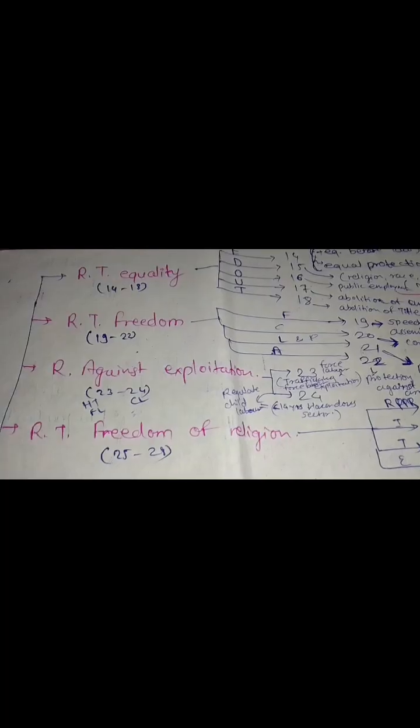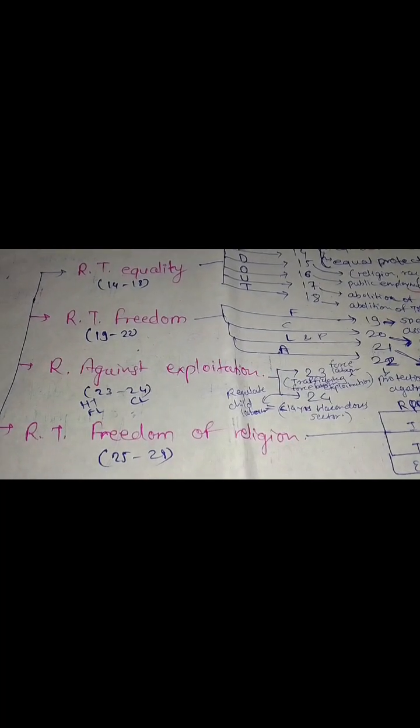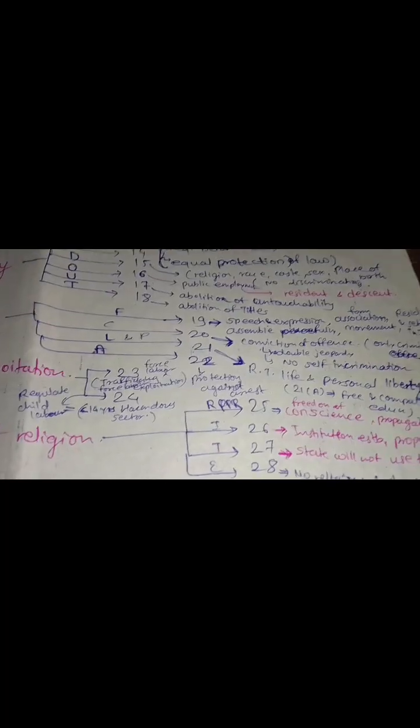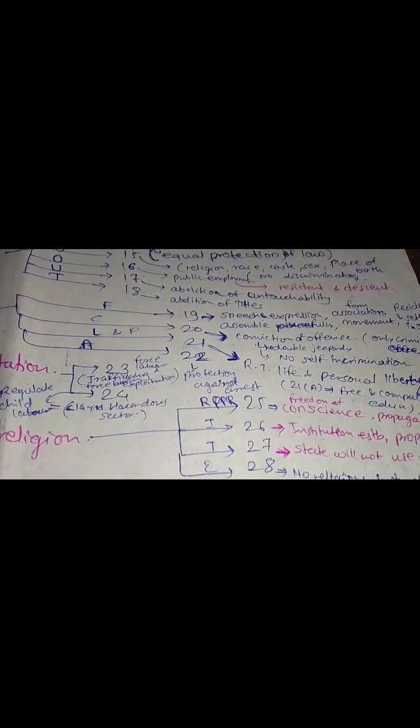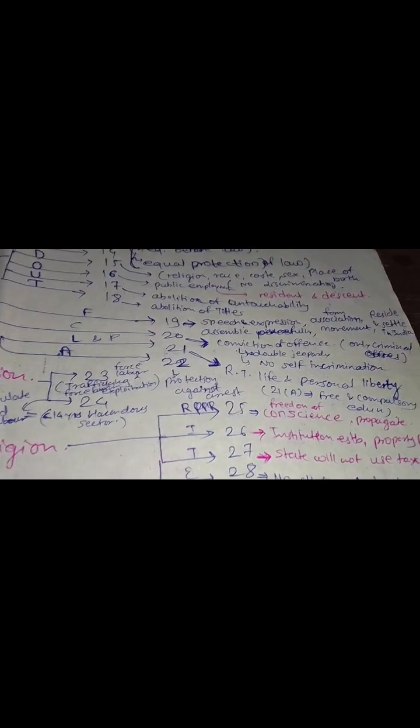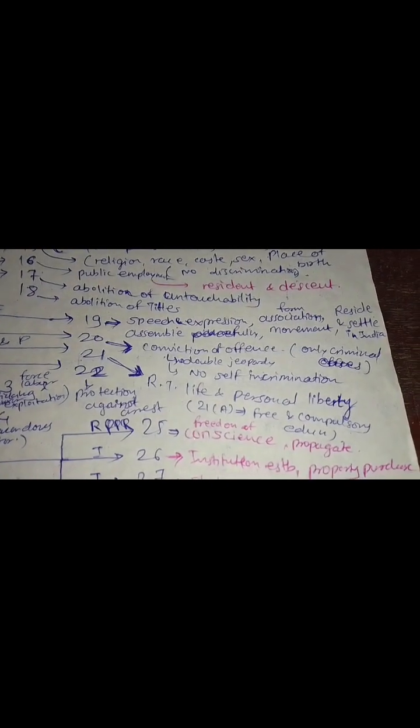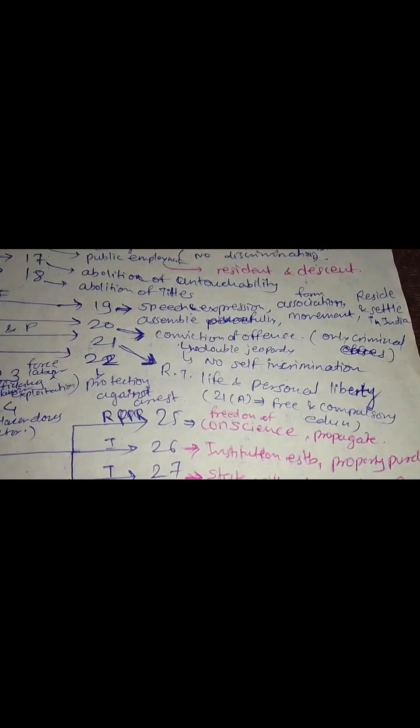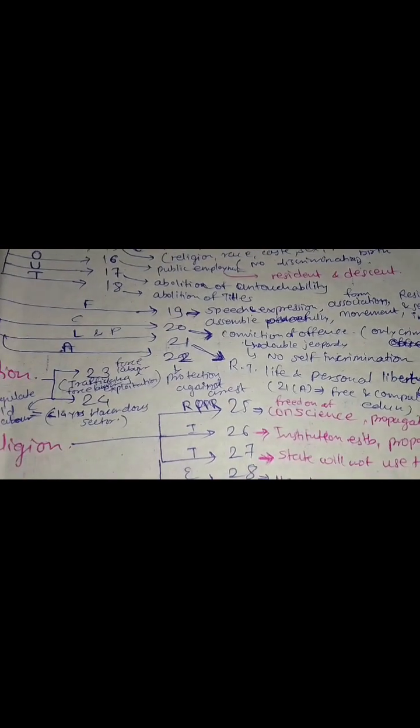Then the next fundamental right is the right to freedom, from Article 19 to 22. Article 19 says about freedom of speech and expression, freedom to form association, freedom to reside and settle anywhere in India, freedom to assemble peacefully, and freedom of movement. This is about Article 19.